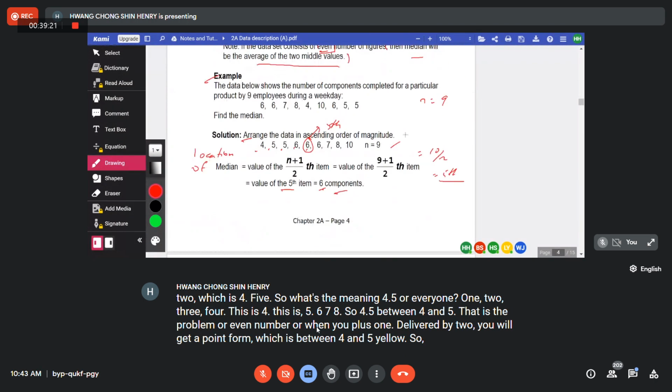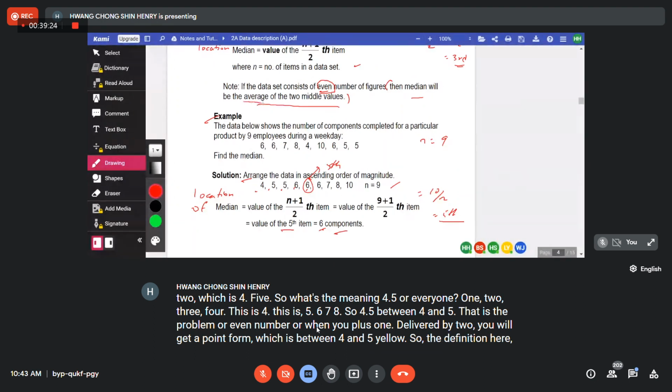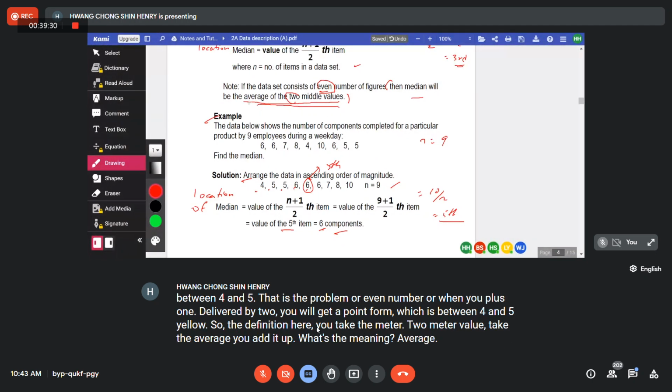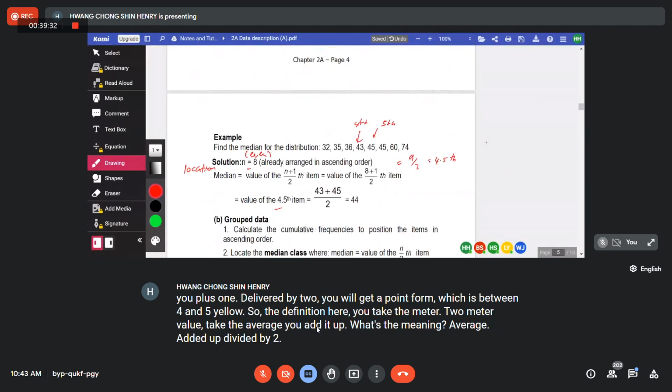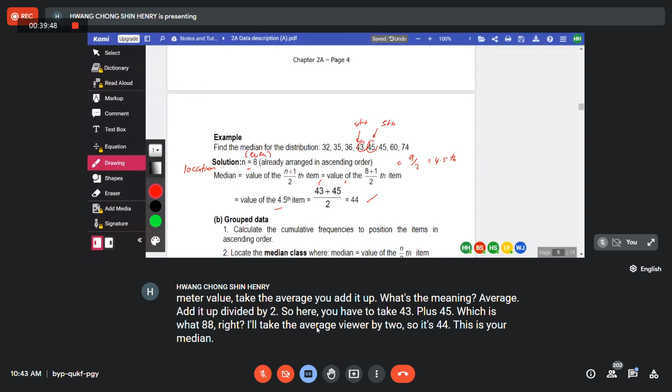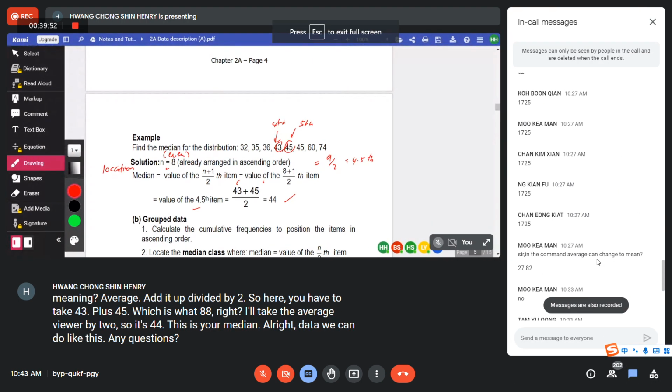So the definition here: you take the 2 middle values, take the average, you add them up. What's the meaning of average? Add it up, divide by 2. So here, you have to take 43 plus 45, which is what? 88, right? Take the average, you divide by 2, so it's 44. This is your median. For raw data, we can do it like this. Any questions from anyone?